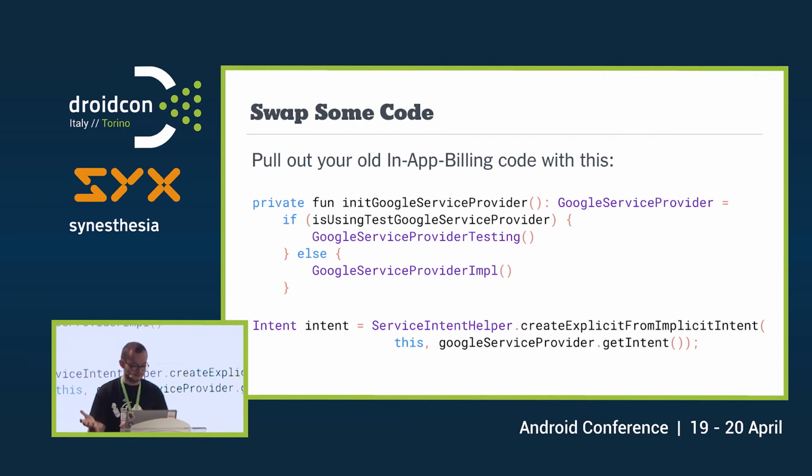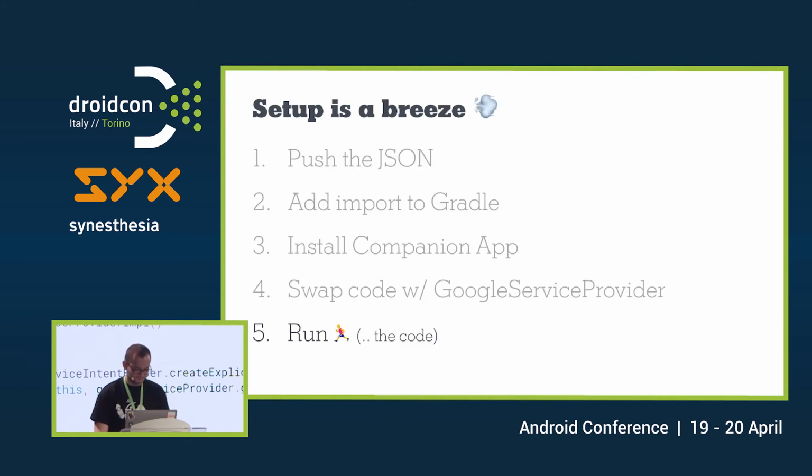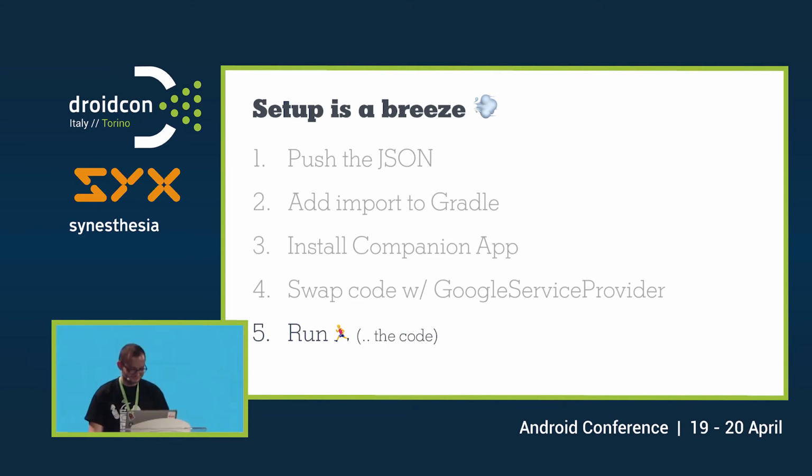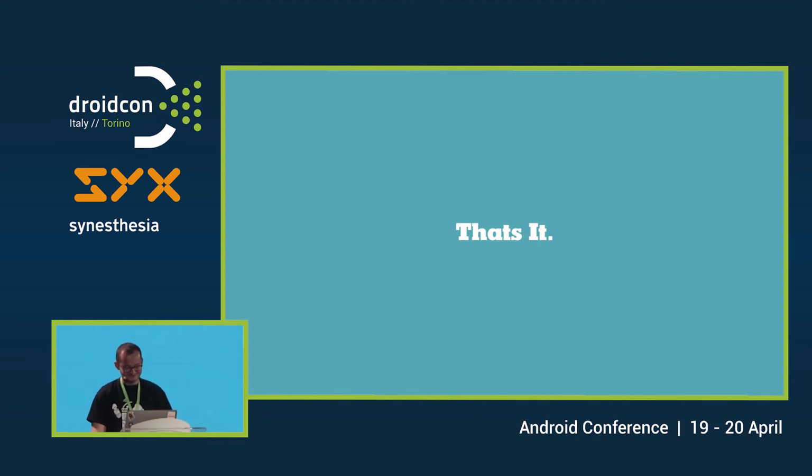So you can inject this via Dagger. This was just simple. You can also use app prefs if you want it configurable. That's something that we do. Then you run it, and that's it. Magic. Like I said, that's it.